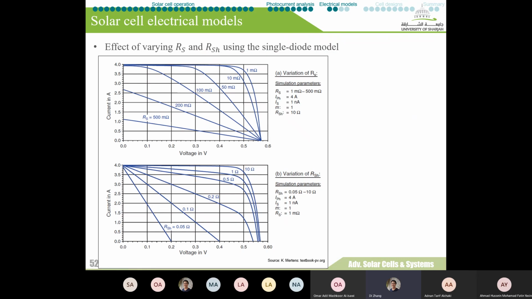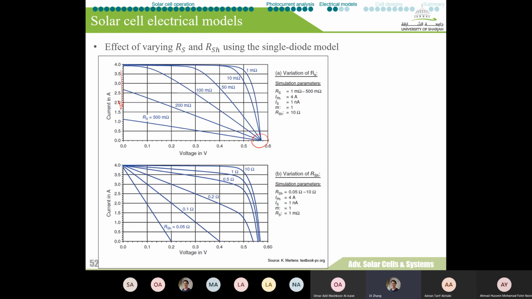I believe this is a familiar picture you saw before. This is the simulation of changing RS and R shunt using the standard model, sometimes called the single diode model. RS typically will try to reduce your I short circuit. At the same time, at low current, you have almost the open circuit. But R shunt is doing the opposite.